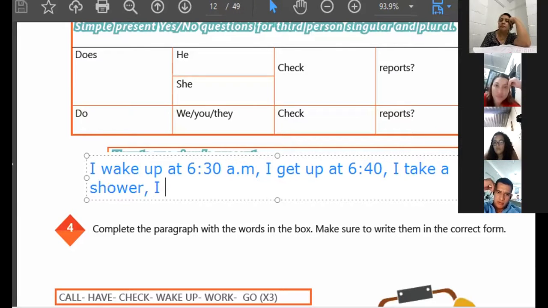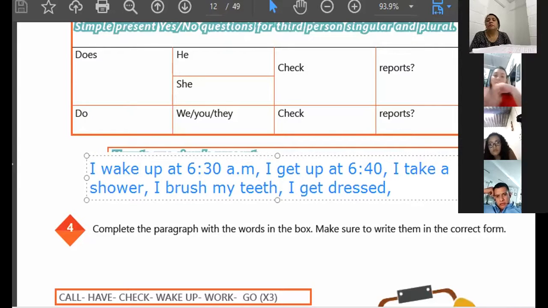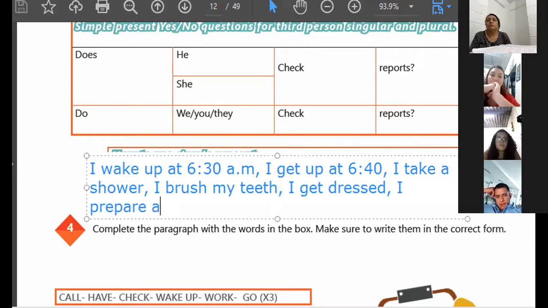And I brush my teeth. Very good. And then? What then do you do? I get dressed. Very good. And then? And then I take breakfast. Okay. Prepare my breakfast. Prepare, or do you take your breakfast to your work? Yes, I take my breakfast to my work. Okay, I prepare my breakfast to go, okay? To go.